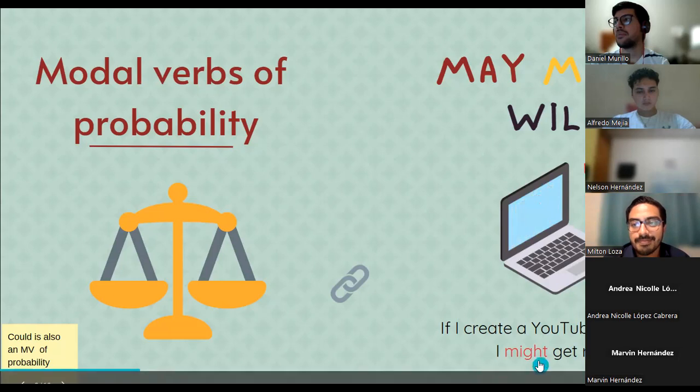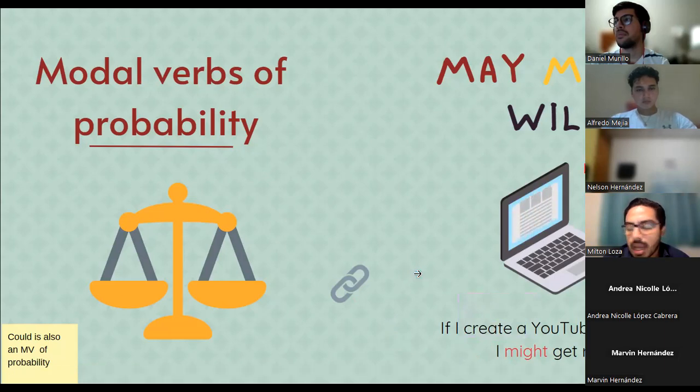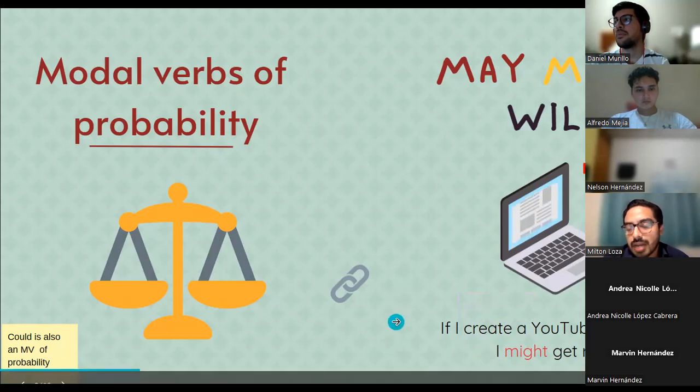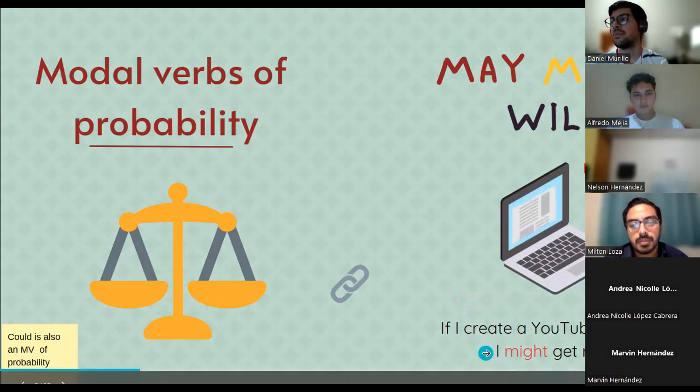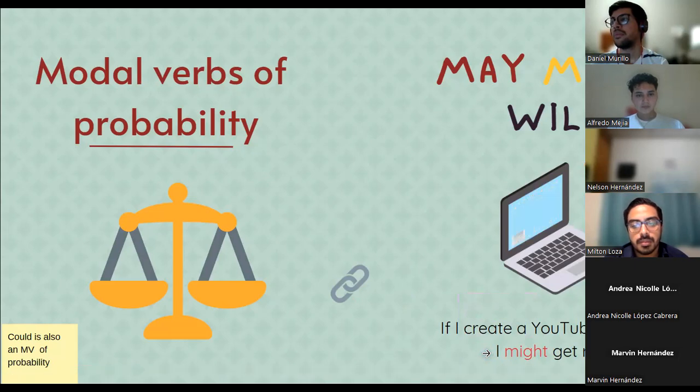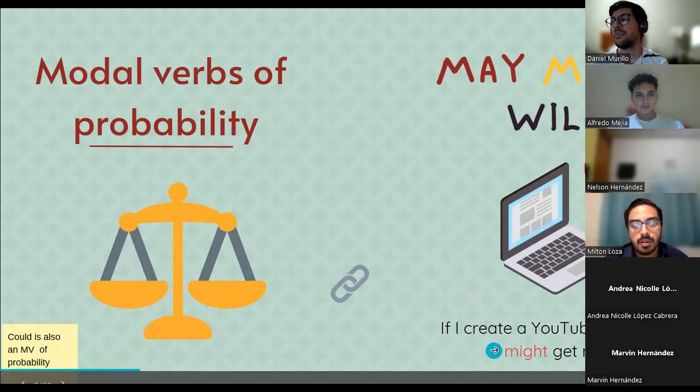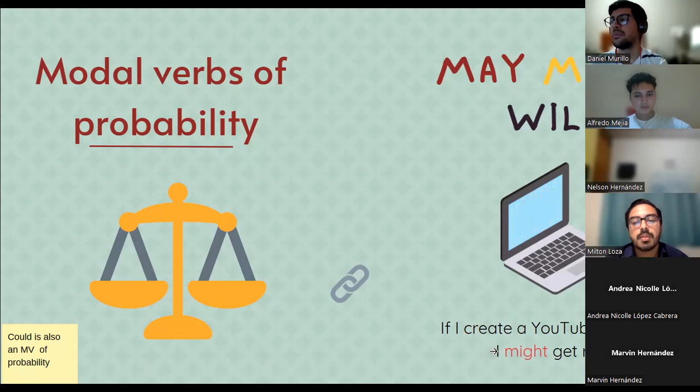Perfect. Can you use could instead of might, Milton? Yeah, of course. Yeah, definitely. I could get rich. Yeah, exactly. But could only refers to a possibility, but might gives us a clue about how possible that possibility is. We are going to learn which one is stronger, okay? But might is expressing like 30% of possibilities, a slight possibility.